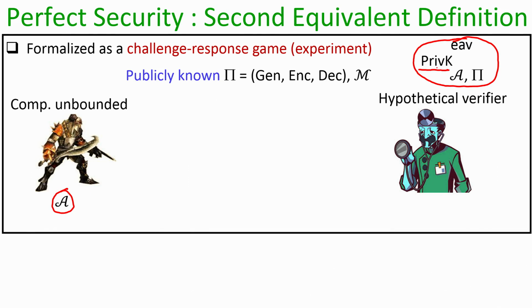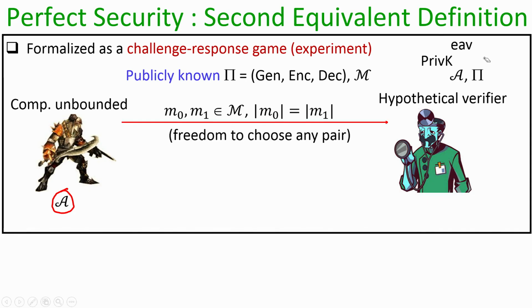Later on, when we model the security requirement for public key primitives, this PrivK will be replaced by PubK. The string EAV denotes that we are considering an adversary that is only allowed to eavesdrop, or just listen to the ciphertext, because we are in the ciphertext-only attack model. The A here denotes the name of the algorithm, and pi denotes the name of the encryption process with respect to which this game is going to be played. So, that is the nomenclature we are going to follow to denote this particular experiment.